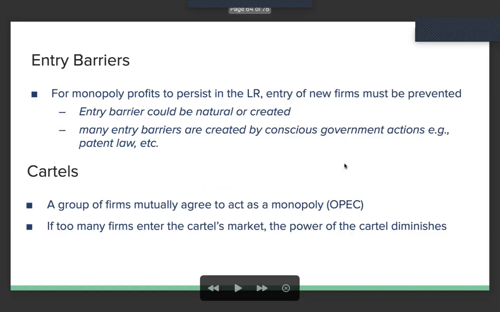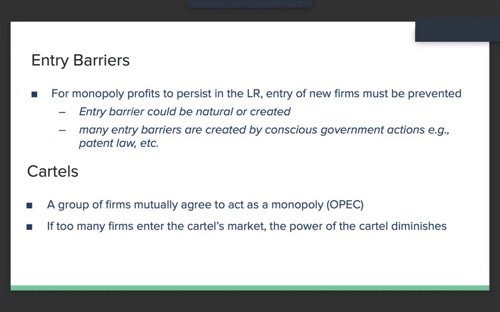That's all about this. For monopoly profits to keep on persisting in the long run, entry of new firms is prevented. This could be a natural barrier or an artificial barrier. Some barriers are created by governments, for example, patent laws. Some industries are by nature a barrier because they require, let's say, a heavy capital investment or an institutional structure behind it. So there are barriers in monopoly, basically.